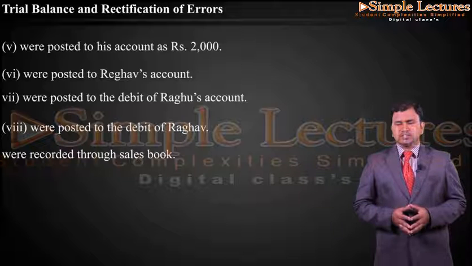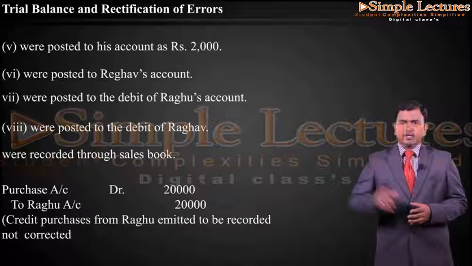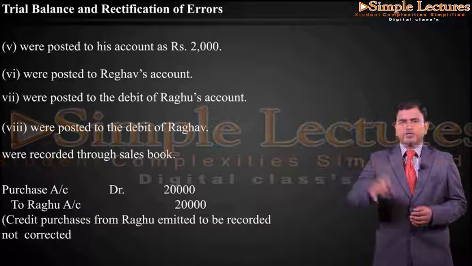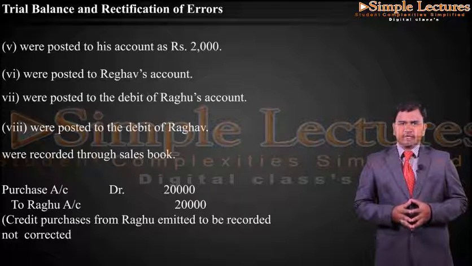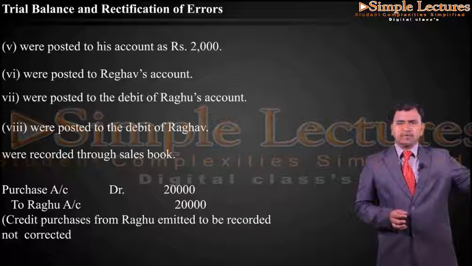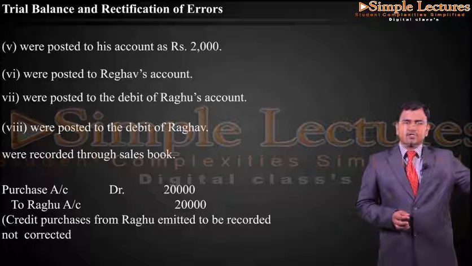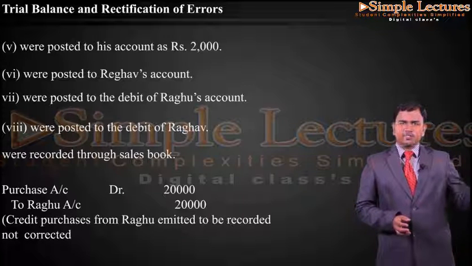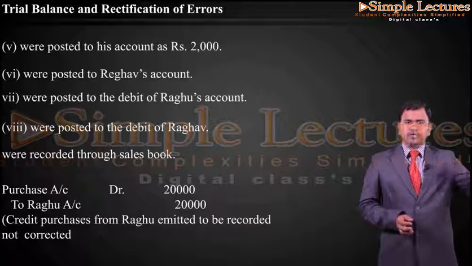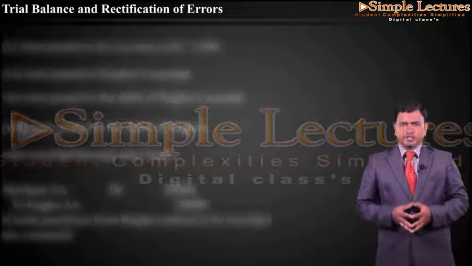So coming to case 1, or point 1, credit purchases from Raghu omitted to be recorded, now corrected. At that time the entry will be purchases account debit 20,000 to Raghu's account 20,000. So the narration we are going to write here is: credit purchases from Raghu omitted to be recorded, now corrected.